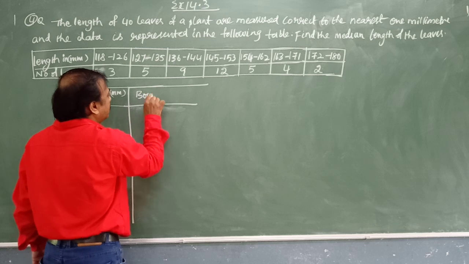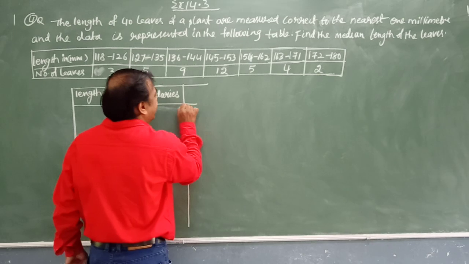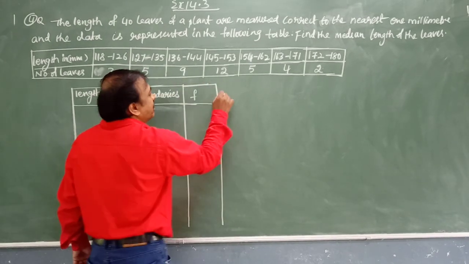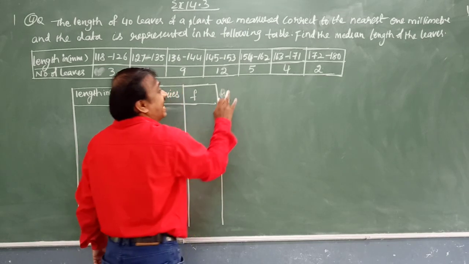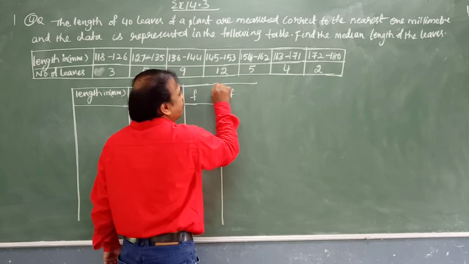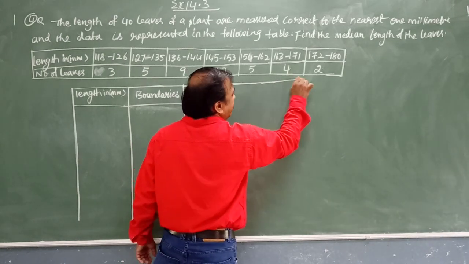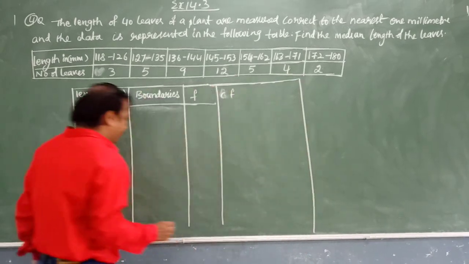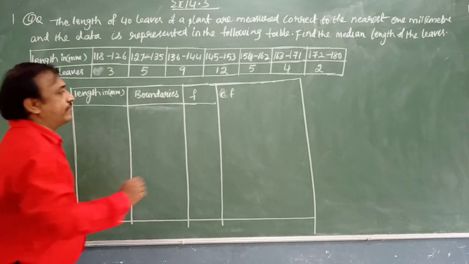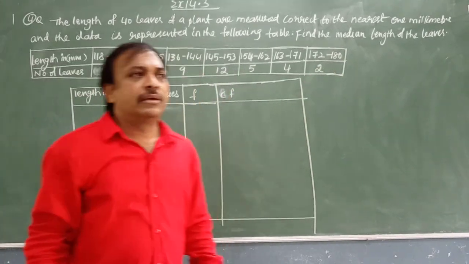Boundaries, then we write here frequency, then we write here cumulative frequency. What do you call CF? Cumulative frequency. Observe it carefully. Listen carefully: cumulative frequency.